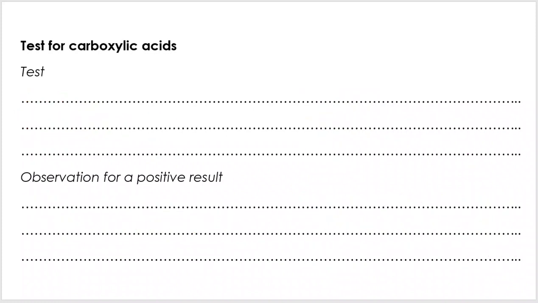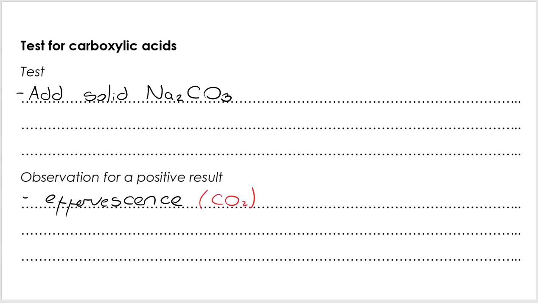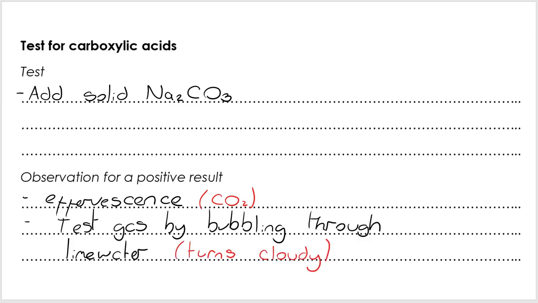Now let's have a go at the test for carboxylic acids. This sometimes causes a little bit of confusion, but when we're saying test for carboxylic acids, we can think generally about a test we can do on all acids. And a good one to do is to add a metal carbonate. In this case, I'm adding sodium carbonate. And what we will see if we add a metal carbonate to an acid, well, it makes three things. It makes a salt, it makes water, and it makes carbon dioxide. Carbon dioxide means we will see effervescence. But we can go further than that. We can bubble the gas that's produced through lime water. And to prove that it's carbon dioxide, that would go cloudy.